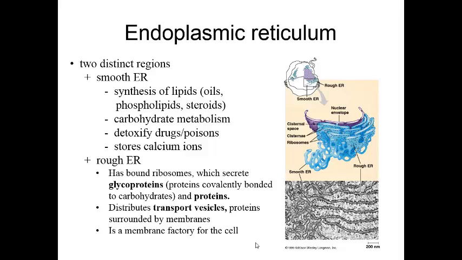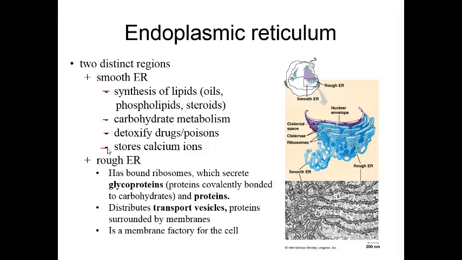I would say the major function of the smooth ER is in detoxification of drugs and poisons. The smooth ER is also involved with the production of lipids like oils, phospholipids, and steroid hormones. The smooth ER is involved in carbohydrate metabolism, the breakdown of large carbohydrates, and it's also used to store calcium ions. We'll be seeing later on in the course what function calcium performs within the cell.